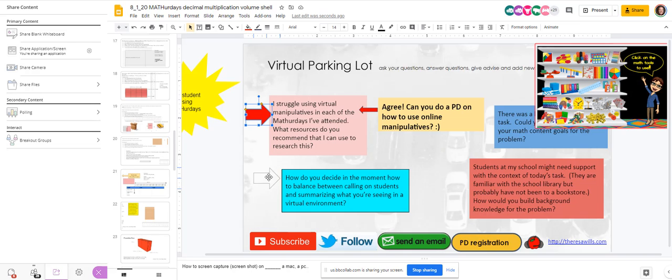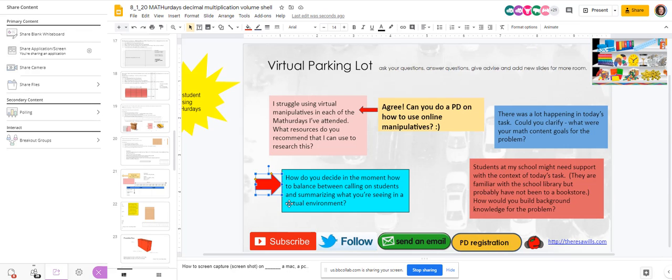Let's see. How do you decide in the moment how to balance between calling on students and summarizing what you're seeing in a virtual environment? Who was that? Can you explain to me what your question is about? I'm having trouble relating that.